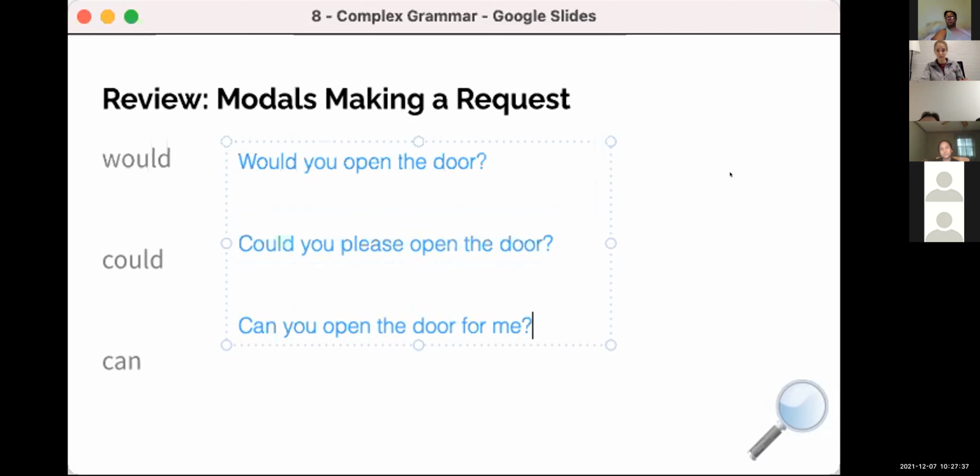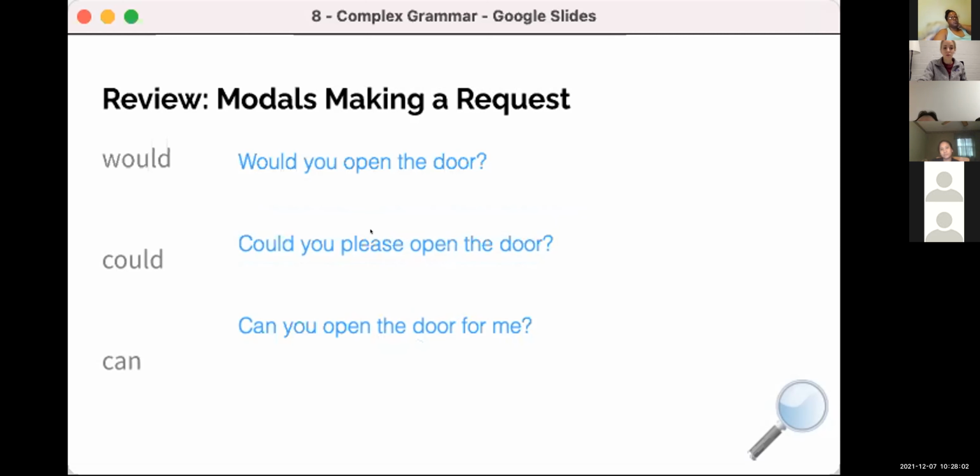Making a request, you're asking for help in this case, right? To open the door. So would is considered more polite. It's a little bit more formal. We can add please to any of these sentences to make them more polite as well. Can is not impolite, but it's definitely less formal and less polite than the other ones.